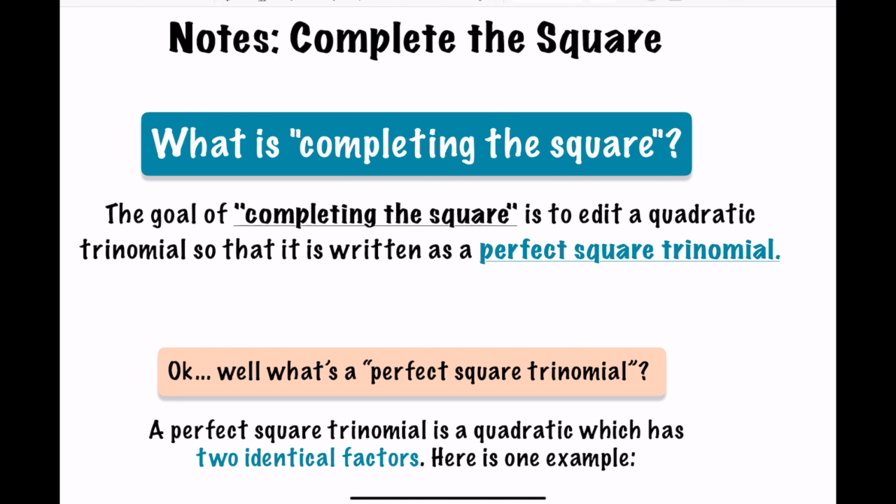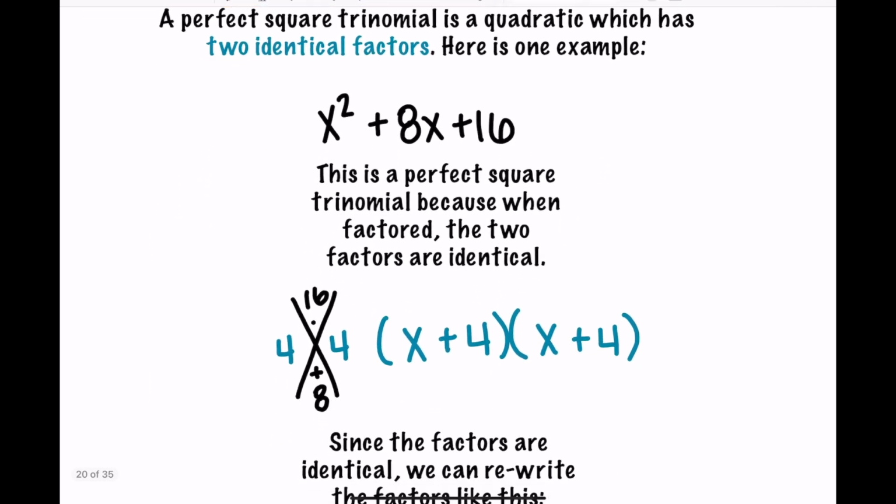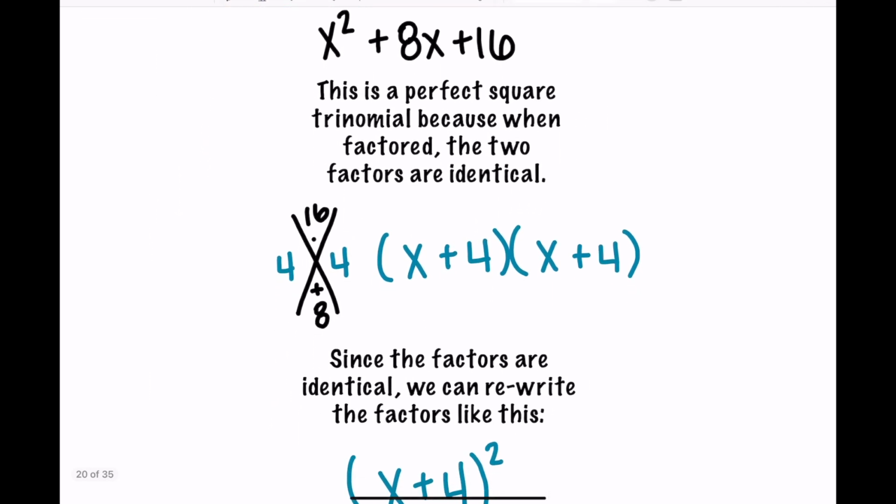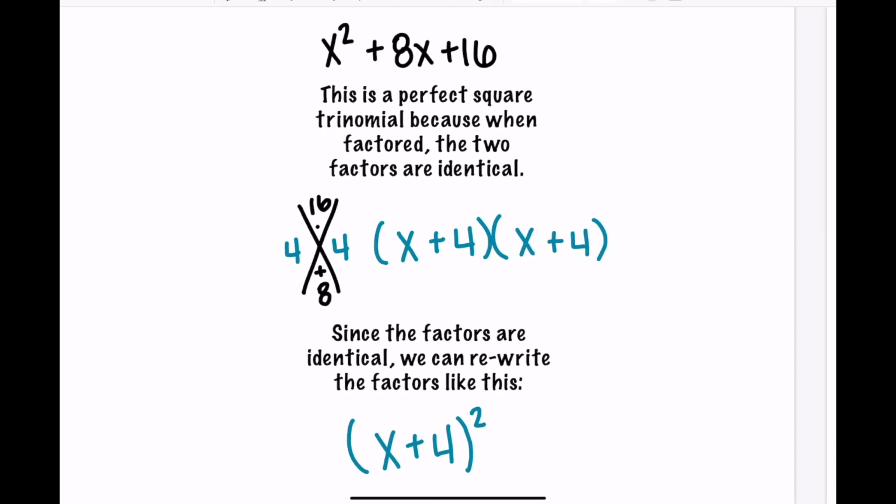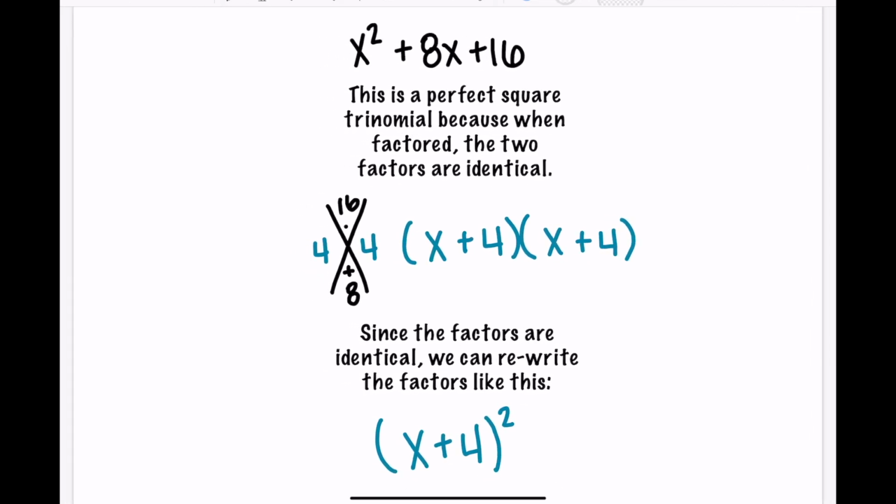So let's look at an example of one of those. This quadratic, x squared plus 8x plus 16, is a perfect square trinomial because when we factor it, those two factors are identical. Notice here that we have used the x chart in order to factor this, and the two factors that we would get are x plus 4 and x plus 4. Since those factors are identical, we can rewrite it as x plus 4 squared.